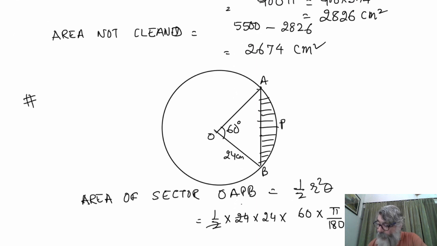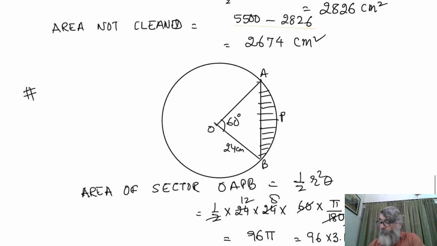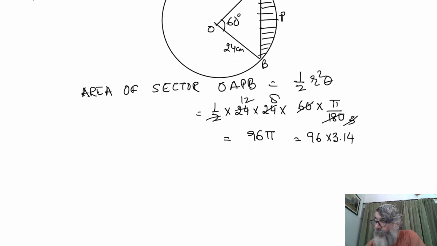So 12 times it will go. 6 threes will cancel, and 3 8s are 24. So 12 8s are 96. 96 pi. The value of pi is given as 3.14. So multiply 96 into 3.14, which will come out to be, I've already calculated it, 301.44 centimeter square. This is the area of the sector.